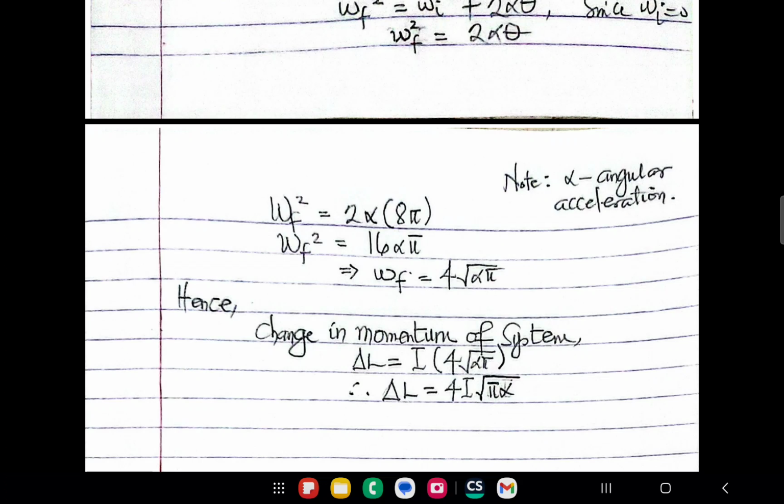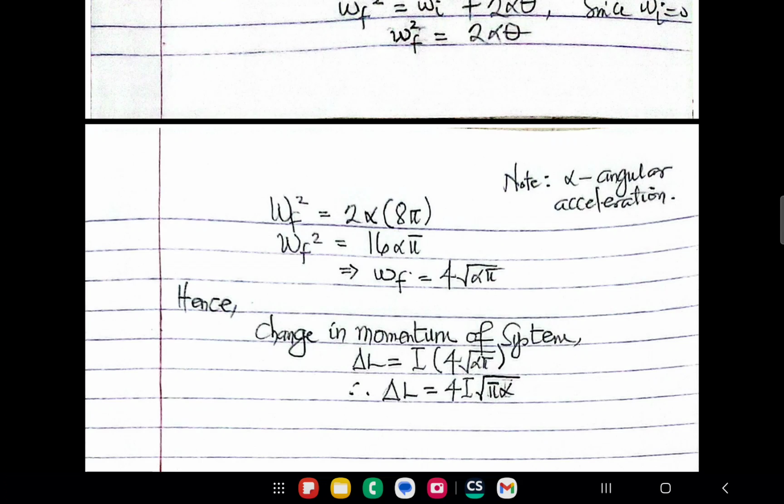Now putting this into the change in angular momentum formula should give us our change in angular momentum of the system to be our moment of inertia, I, times the answer we got for our final angular velocity. And that should give us our change in momentum to be equal to 4 times the moment of inertia times the square root of pi times the angular acceleration. So this is our final answer.